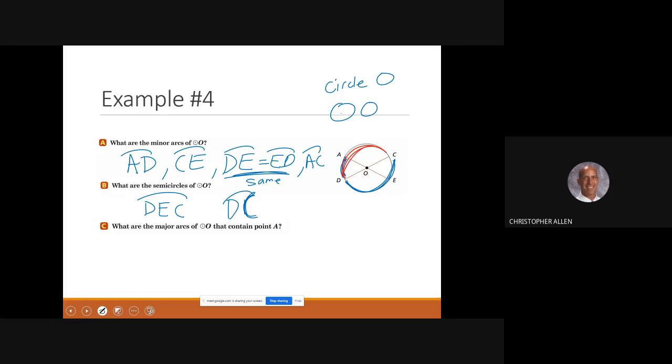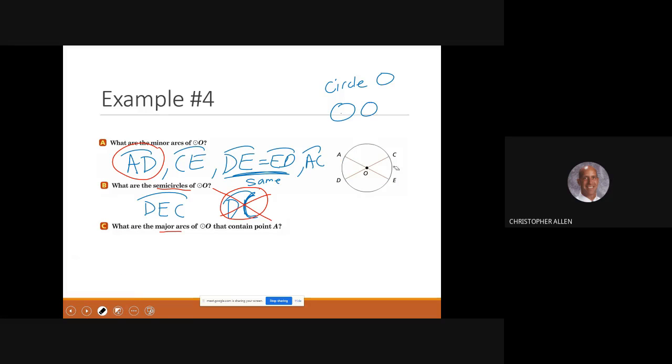Do you see this one right here? Did you see someone else calling that one DC too? You understand what I'm saying? If I just said DC, it'd be like, is it the red one or the blue one? So it would be confusing. That's why you have to have 3 letters for a semicircle, and actually you have to have 3 letters for a major arc. Does that make sense?